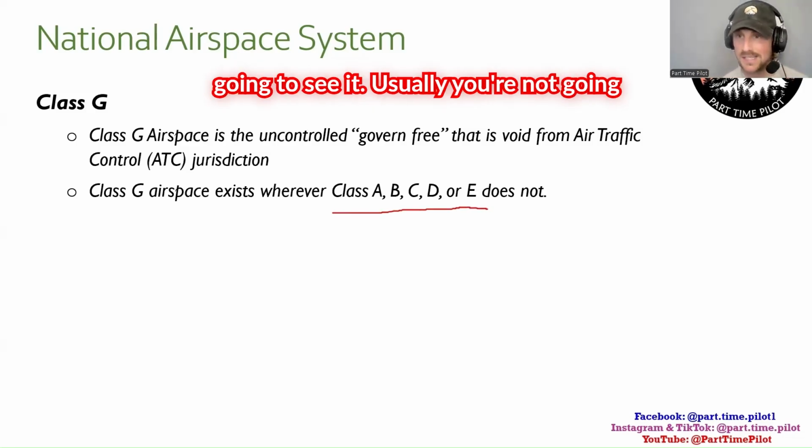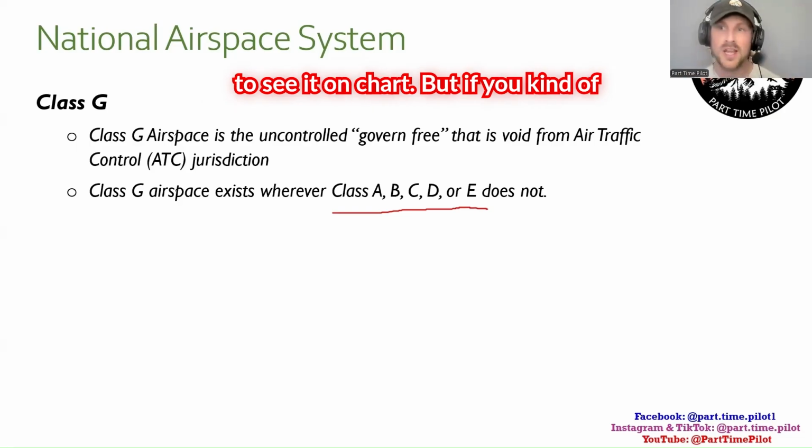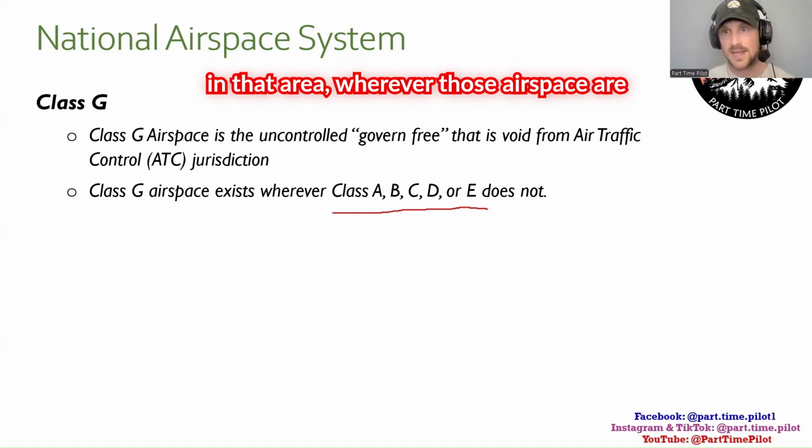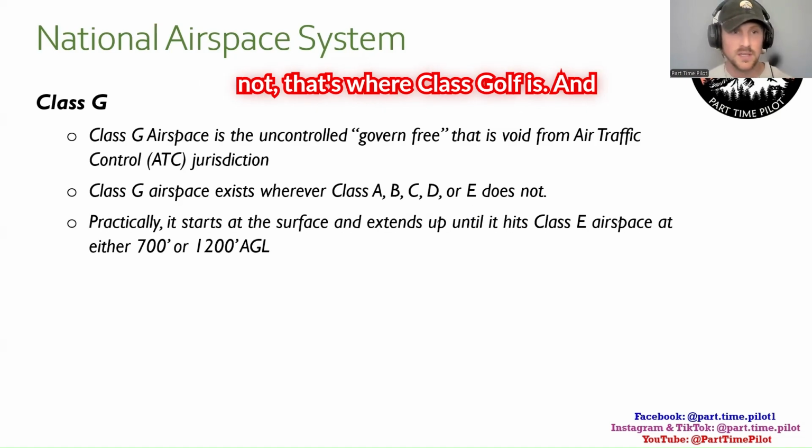So you're not going to see it, usually, on a chart. But if you visualize that 3D image of the airspace in that area, wherever those airspaces are not, that's where Class Golf is. And we'll do some examples, some visual aids on that.